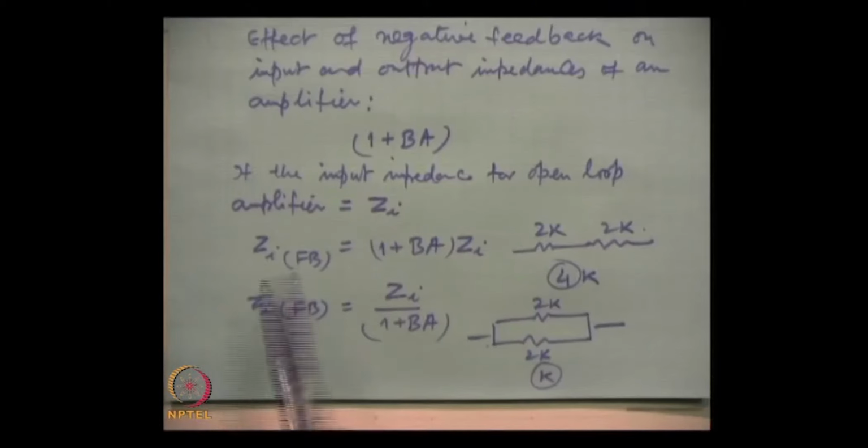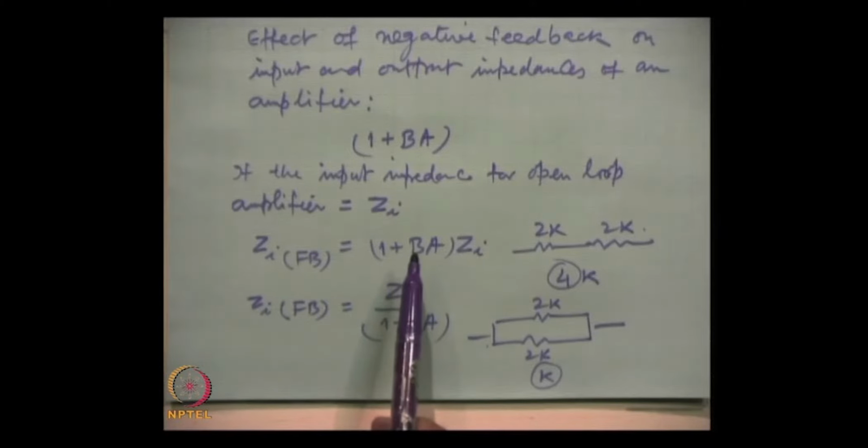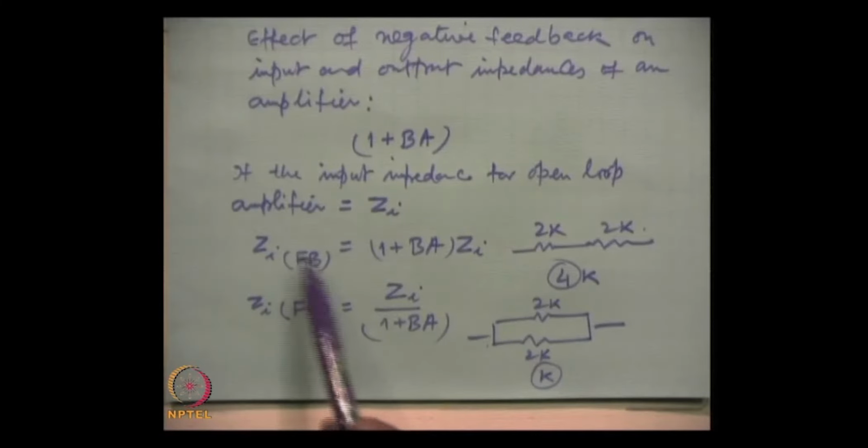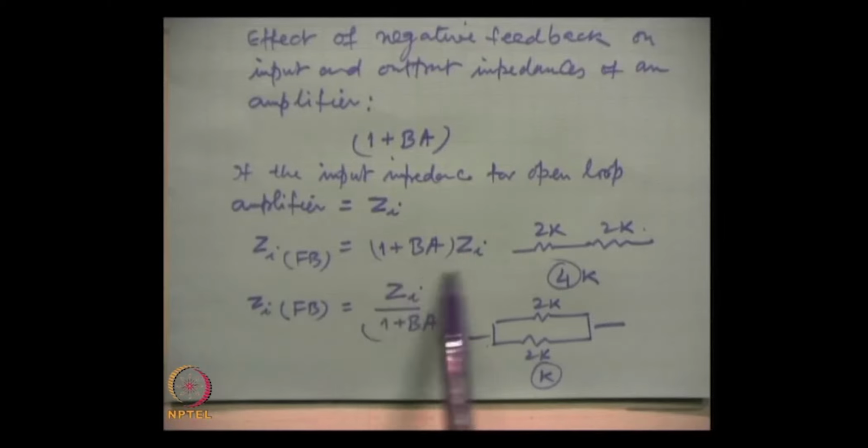So, at the input, if the connection is a series connection, you remember shunt and series we have been talking about in these 4 configurations, the resistance will increase by the factor 1 plus B A. If it is shunt resistance, this will decrease by the factor 1 plus B A again. Similarly, at the output, if the connection is shunt, then output impedance will fall. If it is in series, the output impedance will rise. So, remember this basic fundamental.